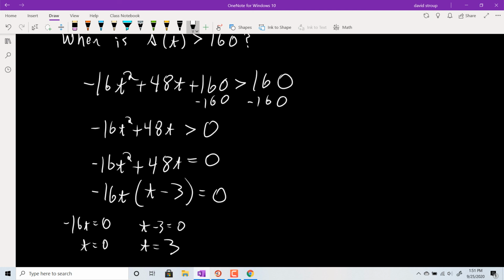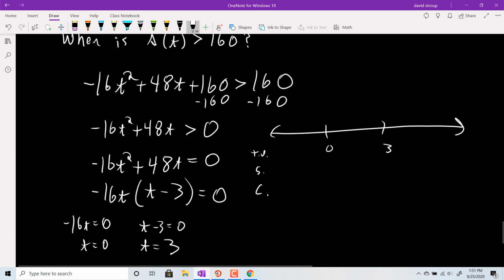Okay. So then I can do my number line, and I have 0 and 3 here. And do my test values, my signs, and my conclusions. These should be t values. We won't worry about time being negative in this, but for the completion of the problem, let's go ahead and do it. So t equals negative 1 is not going to work. We don't have negative time in our reality. But we'll do it anyway.